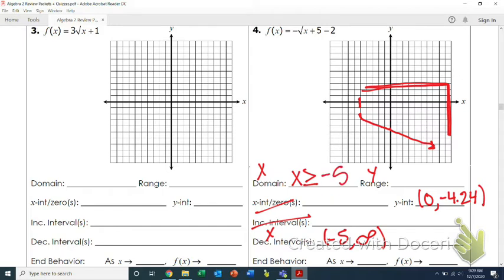Okay? If we're looking at the y values, it starts at negative 2, and everything from here down is below. So y is less than or equal to negative 2.